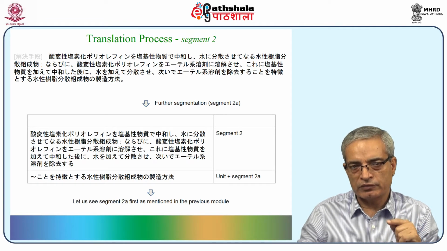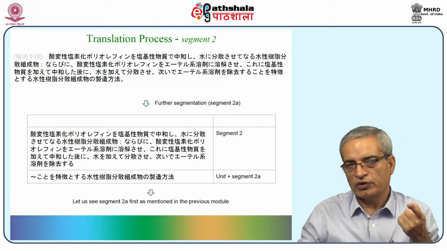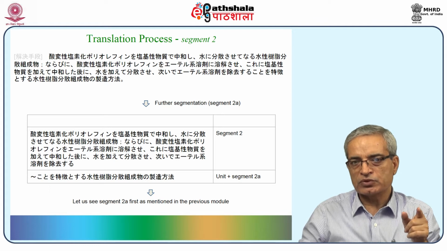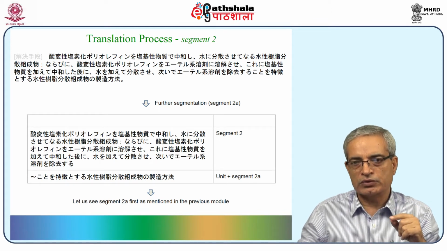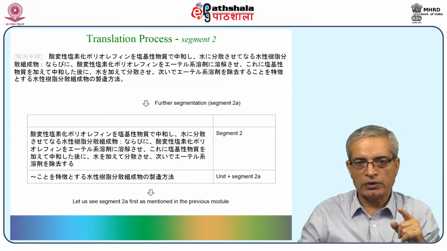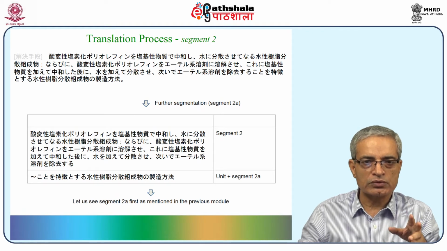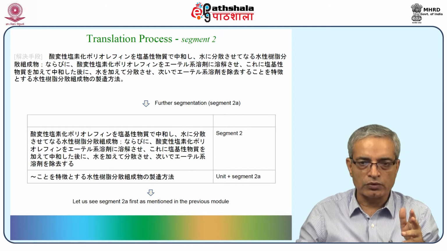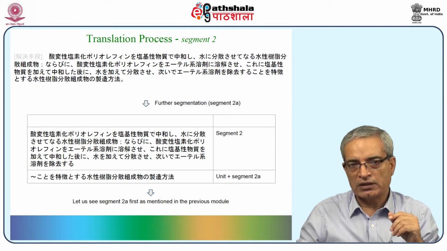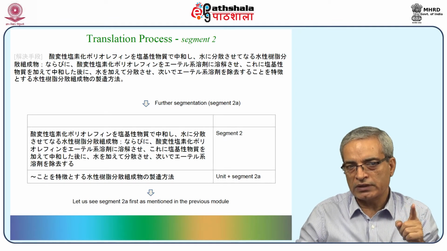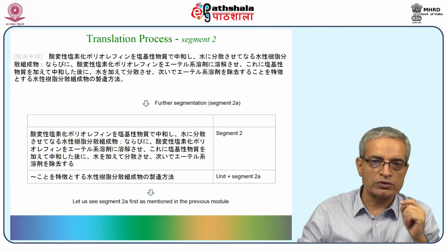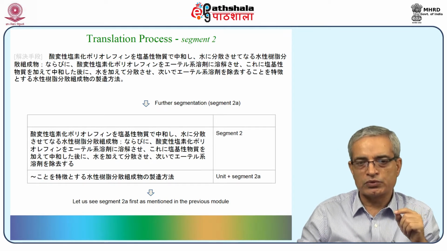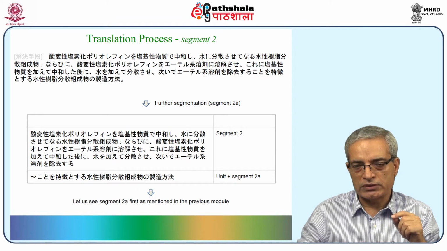So kuwaite, verb, and chuwashita ato ni mizu kuwaite, again verb, bunsan sase, again verb, suide etirke yozai o jokyo suru koto o, again verb, tokcho to suru suise jushi bunsan sose butsu no seizo o. It's talking about something at the end which is seizo ho ho. So why not take it out? That is koto tokcho to suru suise jushi bunsan sose butsu no seizo ho ho.